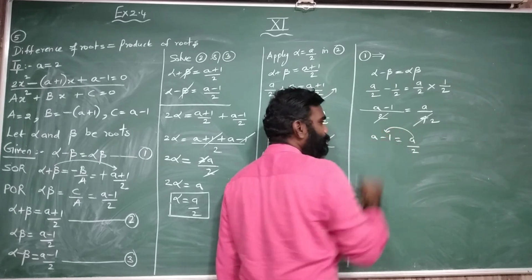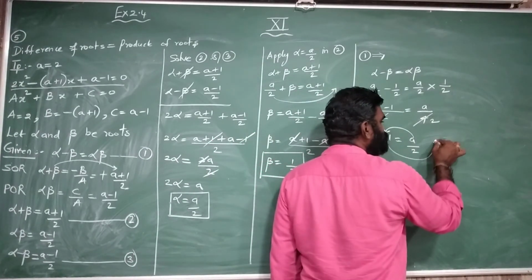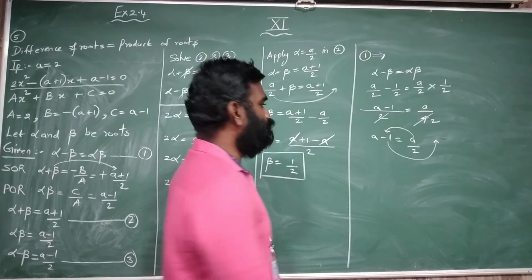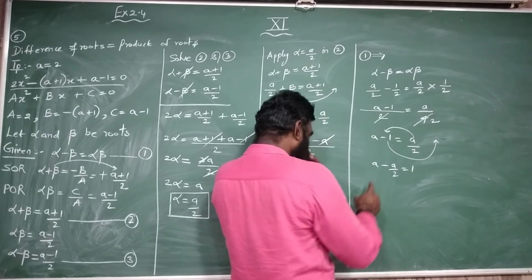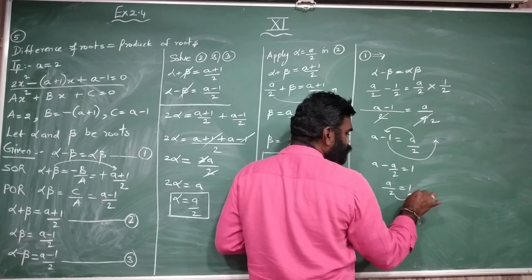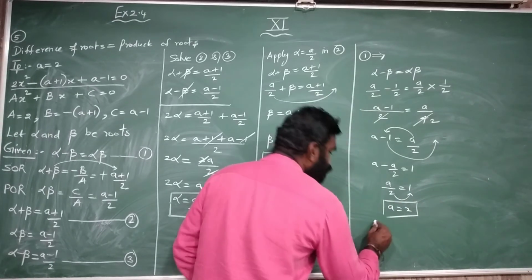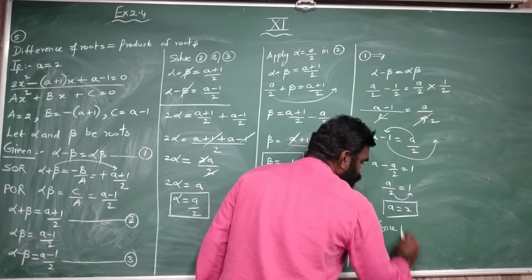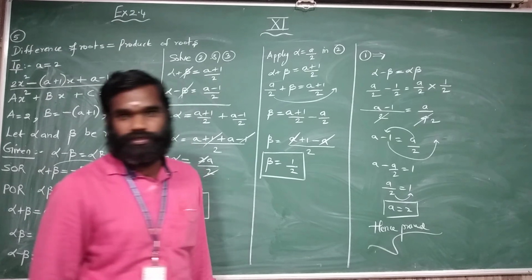Let this a by 2 come towards the left-hand side, it becomes minus a by 2. Minus 1 from this side becomes plus 1. So a minus a by 2 is equal to 1. a minus a by 2 is nothing but a by 2, which is equal to 1. Let 2 move to this side. a is equal to 2, this is what we needed to prove. Hence, we have proved a is equal to 2. Thank you.